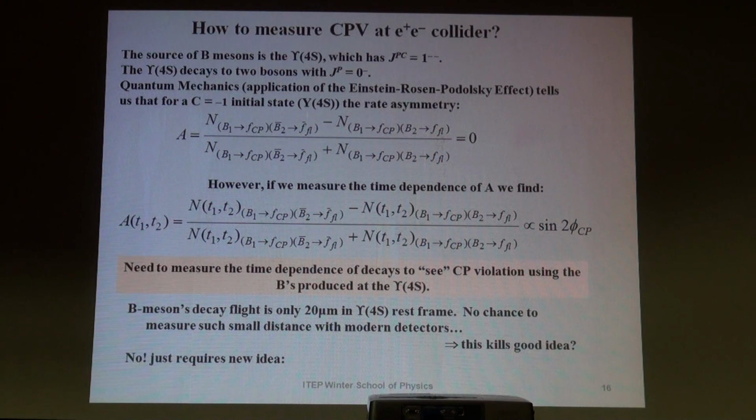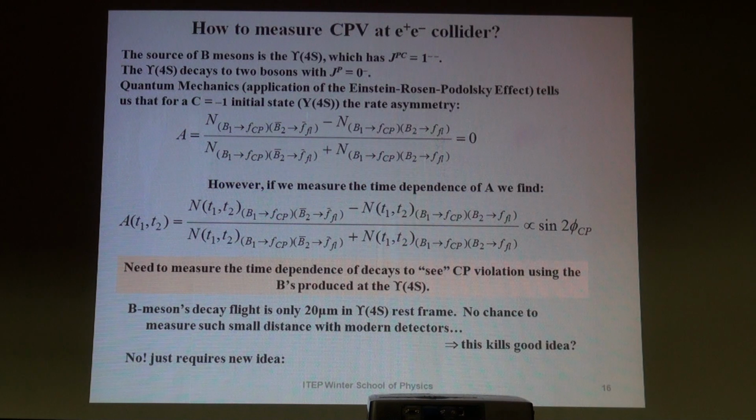This means that if we would like to work with the Upsilon 4S, we need to measure the time difference of the two B decays. This can be done from vertex information. If we can measure the vertices of the two B decays, we can convert this into time. But the problem is that in the Upsilon 4S rest frame, the B mesons are almost at rest, so they don't fly. The mean decay flight is just 20 microns. It means that to measure the time dependence, you need to measure the flight with an accuracy of, say, a few microns, probably 5 is the maximum precision which would still allow the measurement. 5 microns is just impossible experimentally, so it means probably that we have no chance to measure.